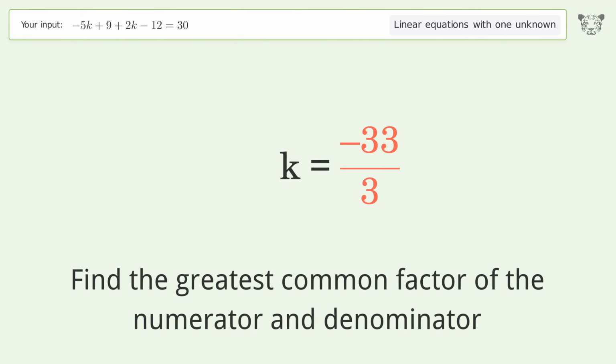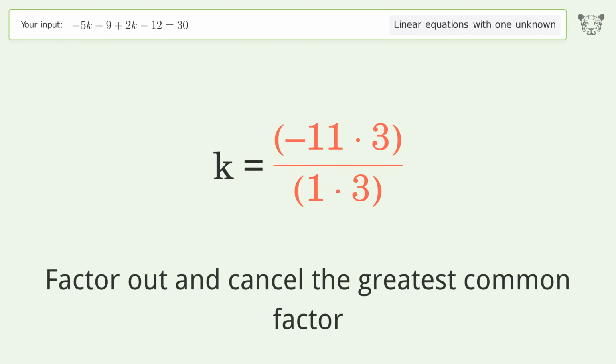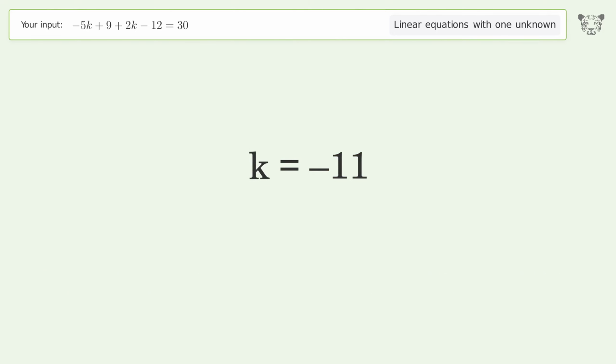Find the greatest common factor of the numerator and denominator. Factor out and cancel the greatest common factor. And so the final result is k equals -11.